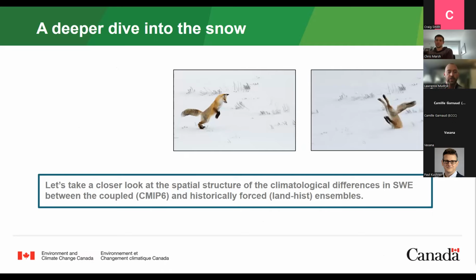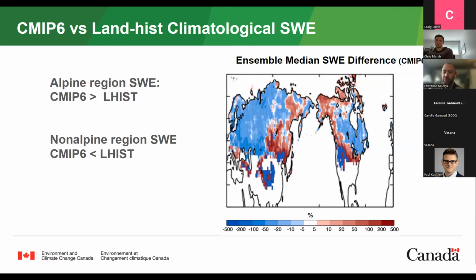Despite that, let's take a closer look at the spatial structure of the climatological differences in SWE between the coupled and historically forced LANTIS ensembles. For these next few figures, I'm going to switch around my comparison. I'm going to compare differences in snow water equivalent between the two ensembles, but they're all presented as the coupled simulations minus the LANTIS differences, all for March. Looking at the median behavior of the models, we see that in alpine regions, the coupled runs generally have more SWE than in the LANTIS runs. Looking across the mountainous regions in Eurasia and North America, there's mostly red. In contrast, in non-alpine regions, the coupled runs generally have less SWE than in the LANTIS runs. So we mostly see blue in the non-alpine regions.